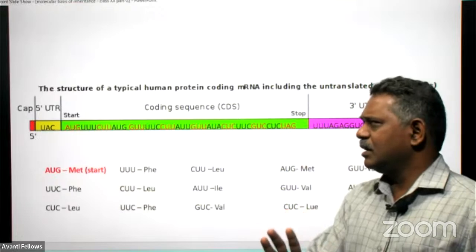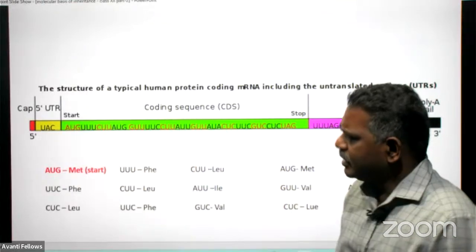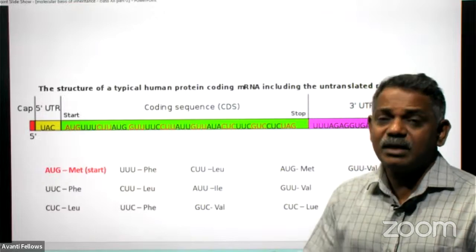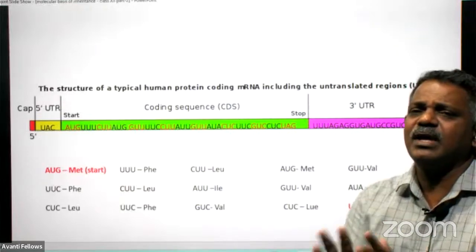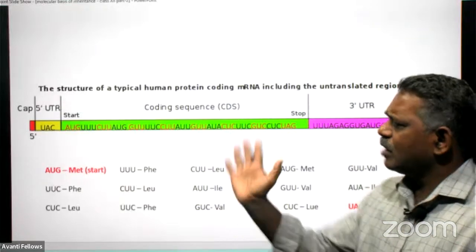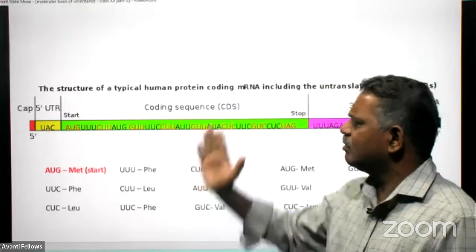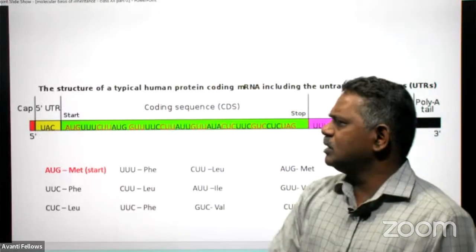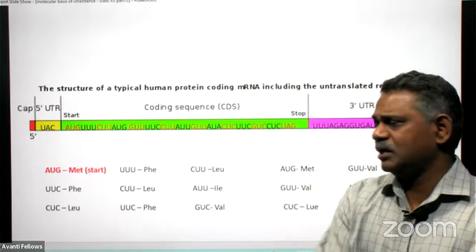At the 5' end, many triplet codons will be there before AUG, and these are called what? Untranslated, because this region never gets translated. Translation always starts from the AUG only, and not from any other triplet codon. So the triplet codons present in the 5' end of this mRNA before AUG are considered what? The untranslated region in the 5' end only.